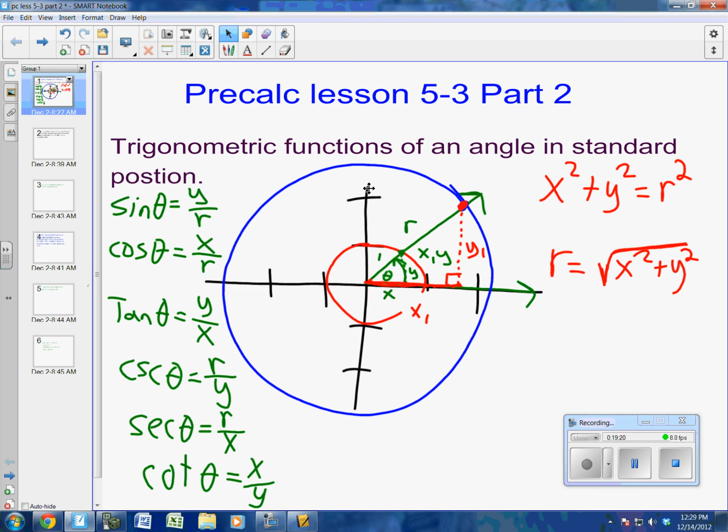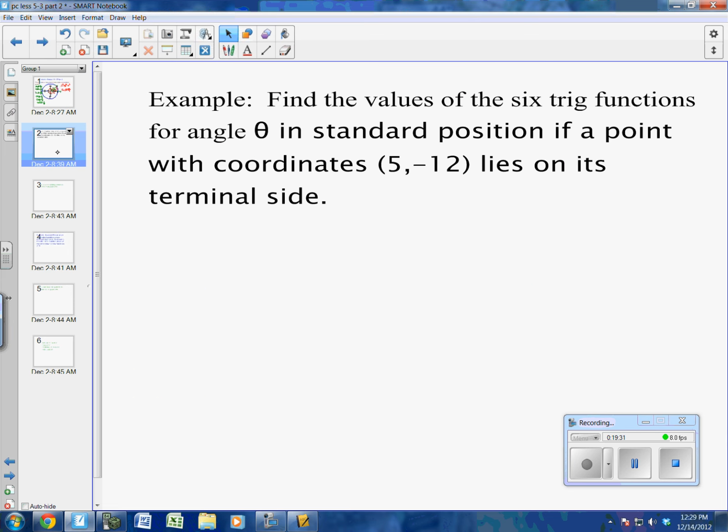All right, now we're going to use those. That's all I'm teaching you new today. We are going to do some examples now. I want everybody to stop whatever else you're doing, because some of you are still working on the last assignment or whatever else. And we're going to do this together right here. Find the values of the 6 trig functions for angle theta in standard position if a point with coordinates 5, -12 lies on its terminal side. What does that mean? What's the terminal side?